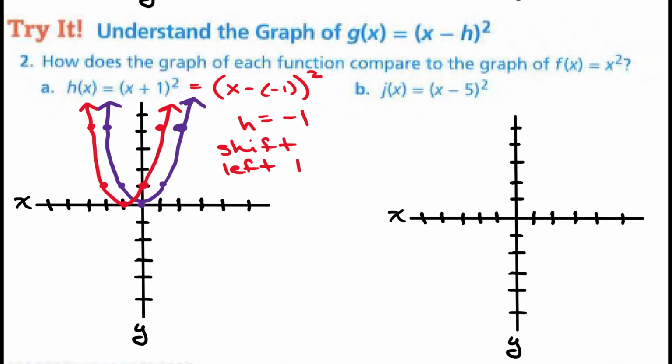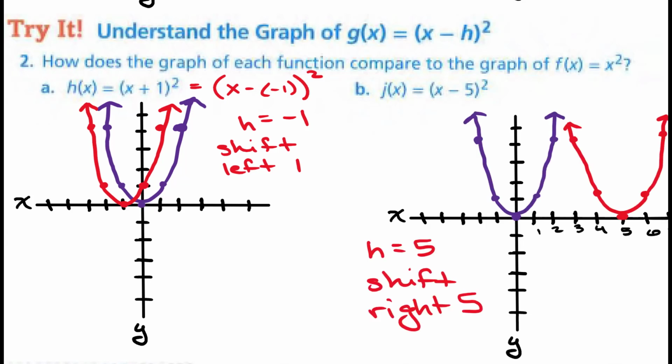So for number 2, part A, how does the graph of each function compare to the graph of f of x equal to x squared? F of x squared is my purple graph, h of x is my red graph, and so we can see that the red graph was shifted 1 unit to the left. Try part B on your own, and then we'll check.